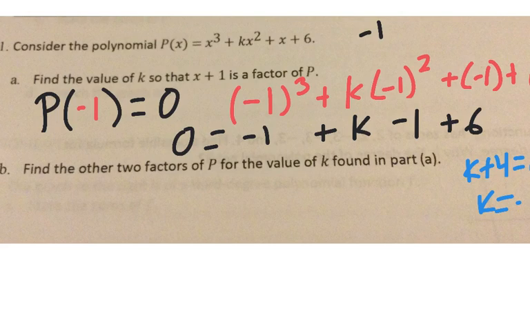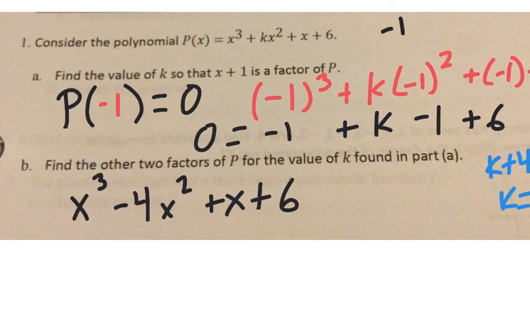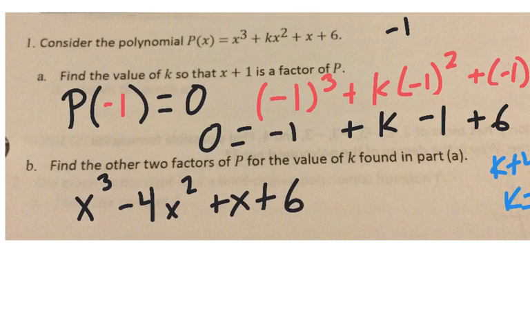So if k was negative 4, then my polynomial would be x cubed minus 4x squared plus x plus 6. And now, like they said, if this is a root, then we need to find the other two factors. So we know that x plus 1 is a factor, which means negative 1 must be a root. So if I do synthetic division with negative 1, that's 1, negative 4, 1, and 6.